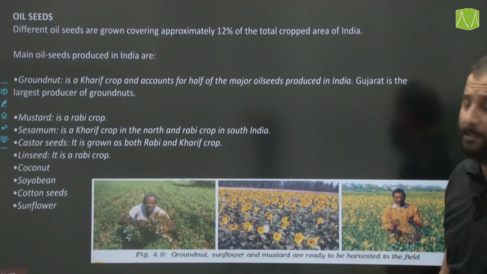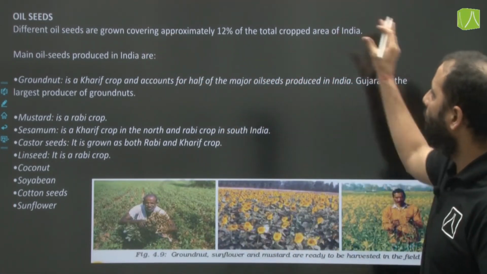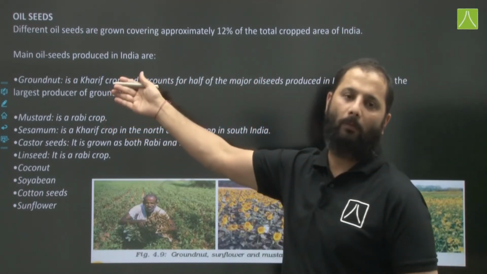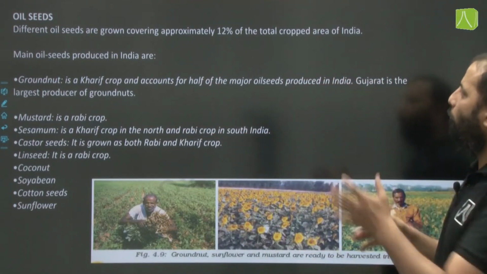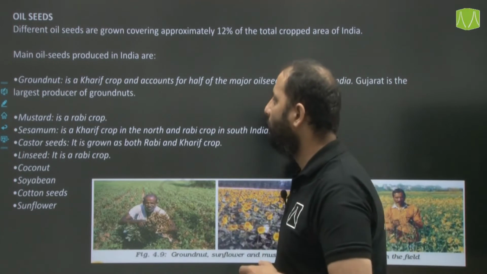Next is your oil seeds. Different oil seeds are grown covering approximately 12% of the total cropped area of India. Main among them is the groundnut, which is a kharif crop and accounts for half of the major oil seeds produced in India, and Gujarat is the leading producer in terms of groundnuts.